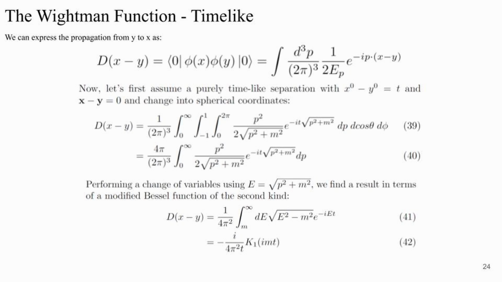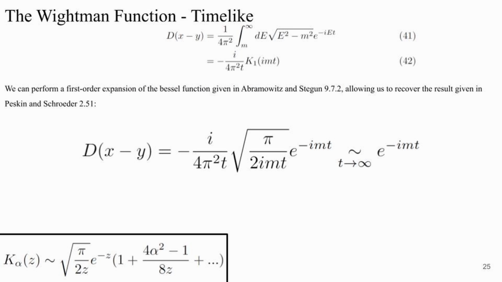We follow this with a change in variables from momentum to energy using the relativistic energy-momentum-mass relationship. This allows us to evaluate our integral analytically using the modified Bessel function of the first kind. In addition, we can perform a first-order expansion of the Bessel function given by Abramowitz and Stegun 9.7.2, allowing us to recover the final result given in Peskin and Schroeder 2.51, which is actually that this amplitude does not vanish for all time.